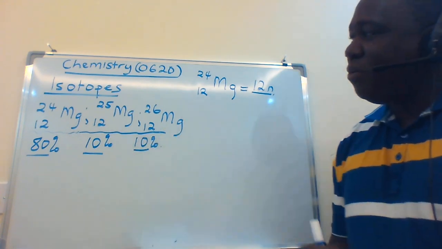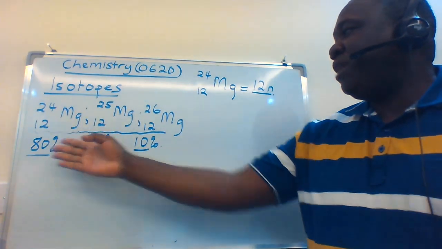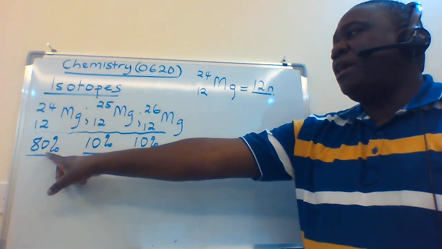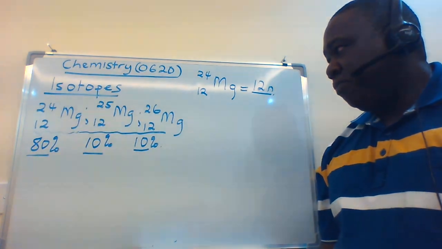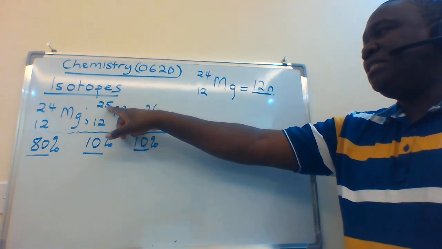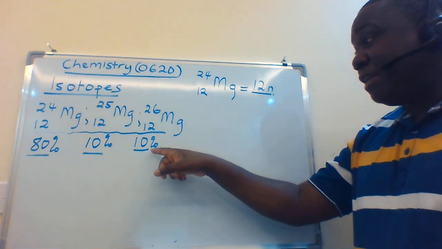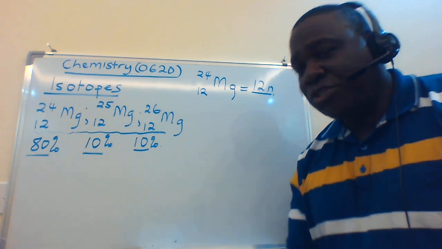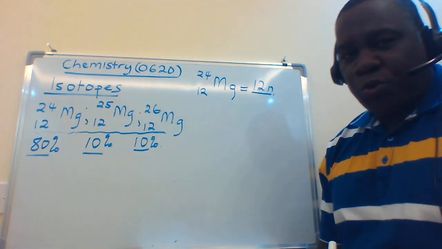But what do we find when we go out in nature? If we go out in nature, maybe you're going to find that out of a population of magnesium atoms, 80% of them will be magnesium with mass number 24. Out of a population of magnesium atoms, 10% will be magnesium 25. And out of the same population, maybe 10% will be magnesium 26. Which means the most common form of magnesium we find out there is magnesium 24.